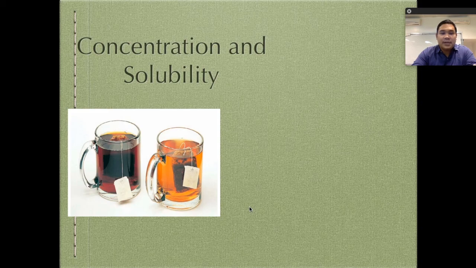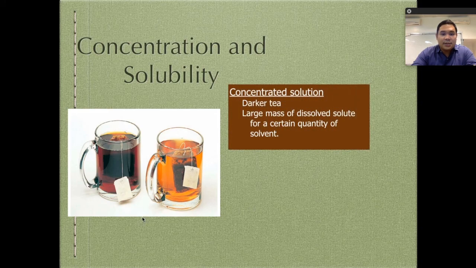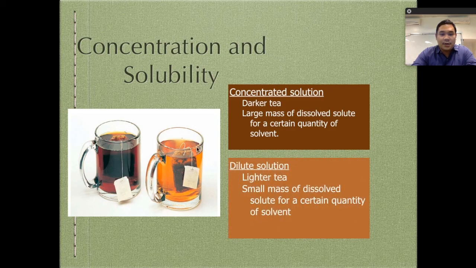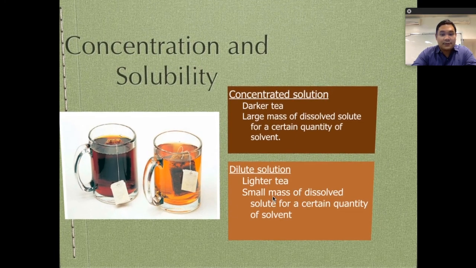Now, this time let's try to define concentration and dilution. This one is the darker tea, and then we have the lighter tea. We term this darker tea a concentrated solution. Why? Because there's a large mass of dissolved solute for a certain quantity of solvent. This one is known as diluted tea, the lighter tea, meaning there's a smaller mass of dissolved solute for a certain quantity of solvent.